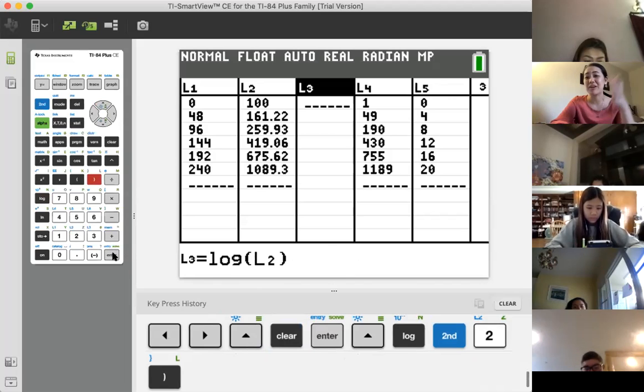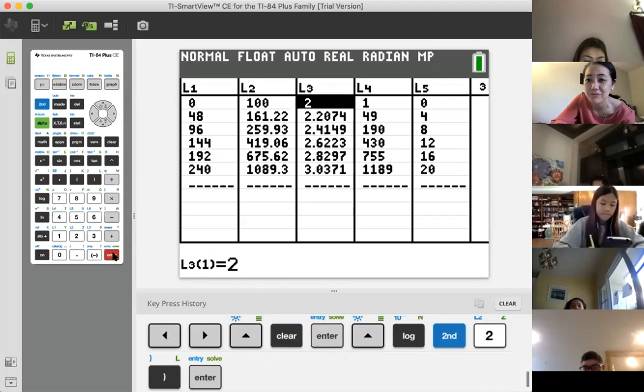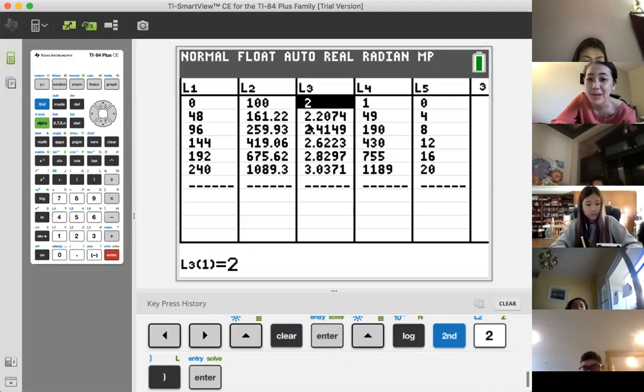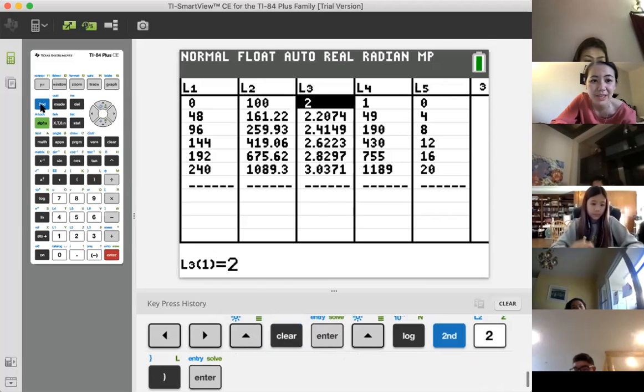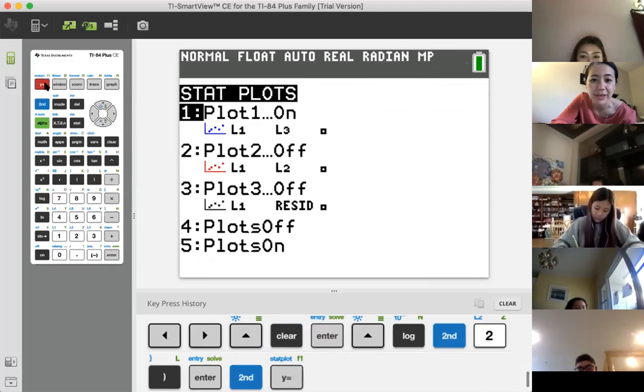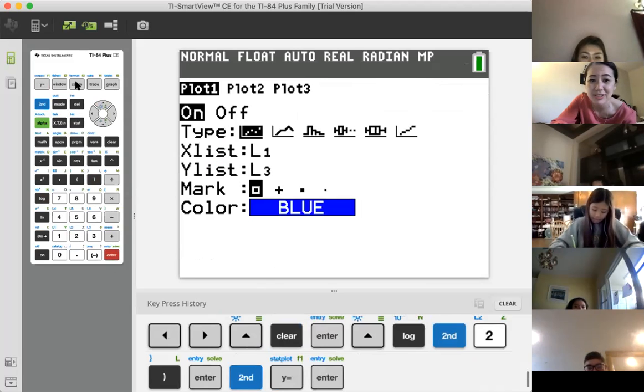And this is why I play around with L3, because I want to keep all my original Ys in L2. All right, press enter, and hopefully you guys are seeing these numbers. And then let's go back and graph L1, L3. Everything's already set, so just hit zoom 9.